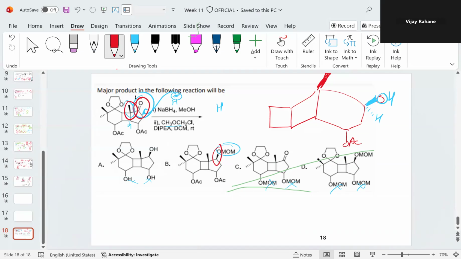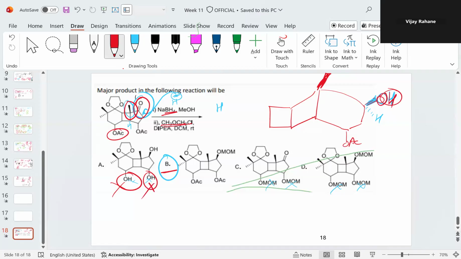The next step: once we get this hydroxide, we have MOM chloride. When this is treated with the hydroxyl group, it will just do the protection of this hydroxy group. So we get option B as the major product. And why have I neglected all other options? Mainly because NaBH4 remains unreactive towards the ester, so it doesn't show any reactivity. So this is the first thing, the wrong option.